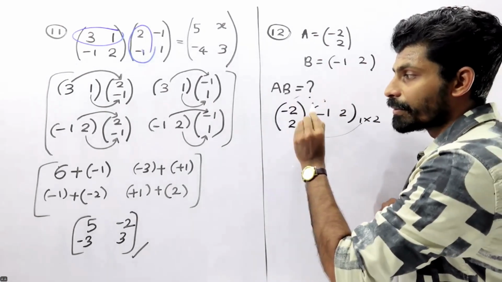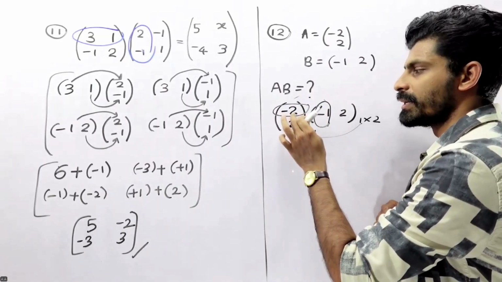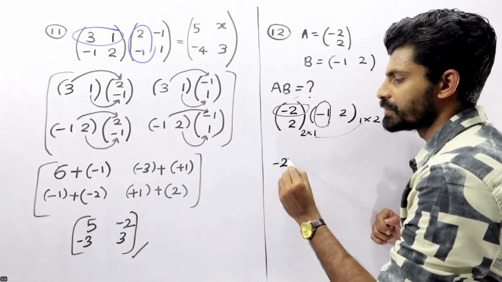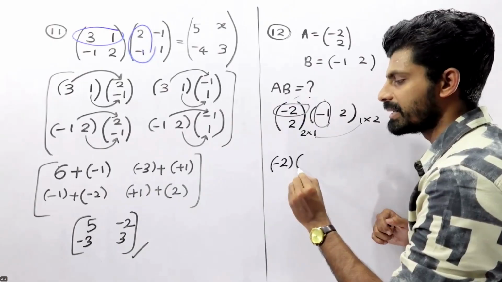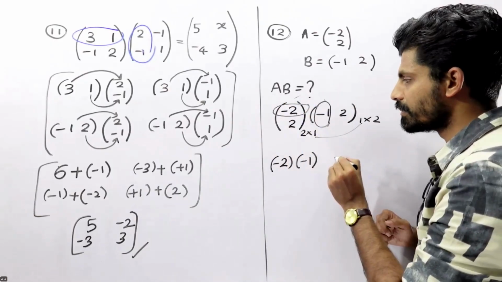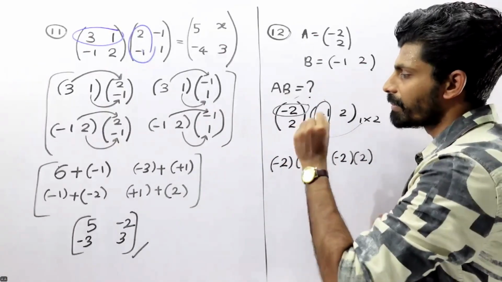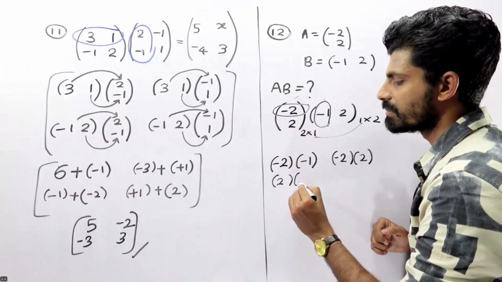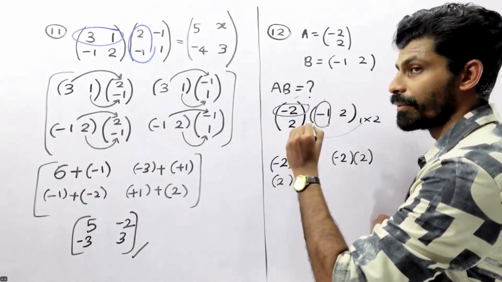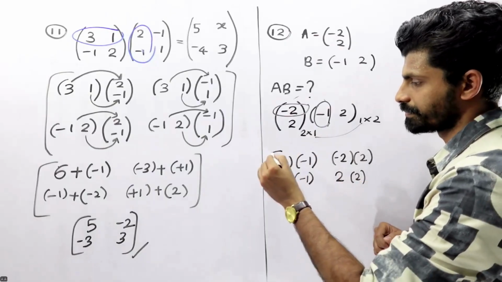Now, row multiplied by column, minus 2 multiplied by minus 1. Row multiplied by column, minus 2 multiplied by 2. Row multiplied by column, 2 multiplied by minus 1. Row multiplied by column, 2 into 2.